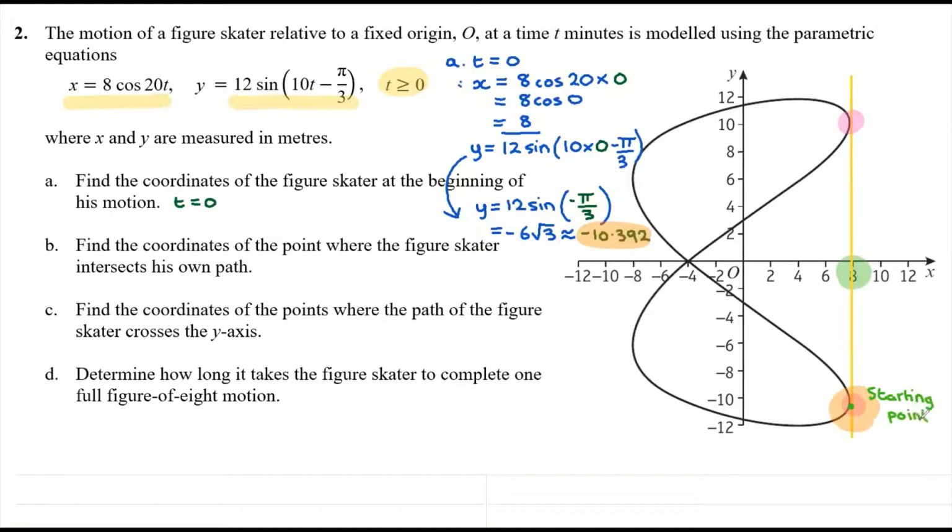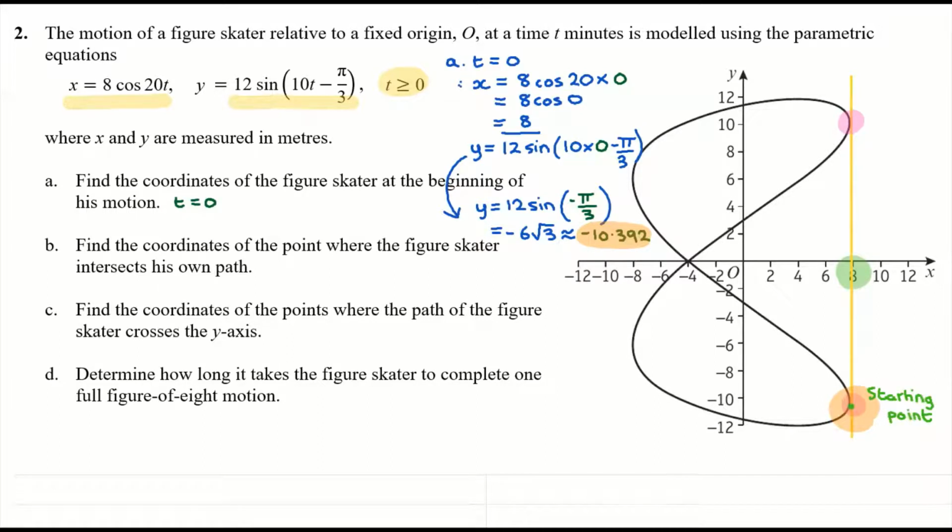Okay, and because t is defined as purely greater than 0, this could carry on ad infinitum, forever and ever. So there's going to be multiple circuits going on if we have a domain like that, purely positive values of t.